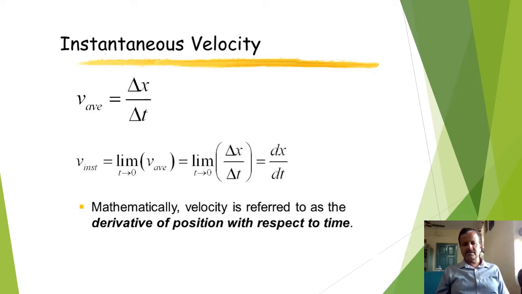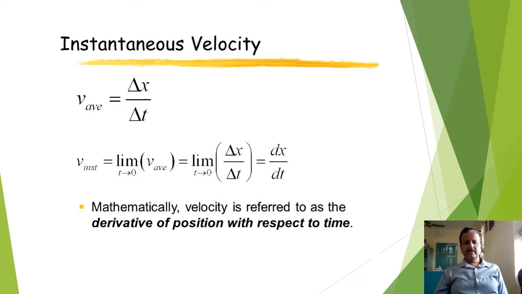See what is the difference. Delta x is a considerably large displacement. Dx is infinitesimal displacement, and delta t is a considerably large time interval. Dt is infinitesimal time interval. Okay, what is the meaning of that? We'll understand with the help of graph again.